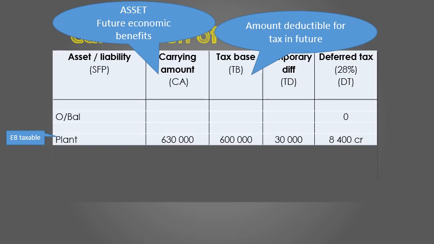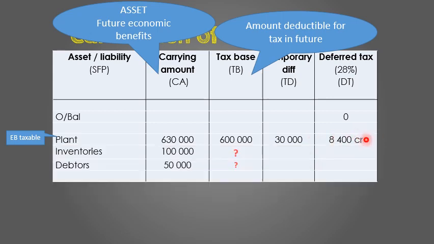In our deferred tax calc, we know that for the plant, the asset that we've done up to now, these economic benefits that we are going to get in future will be taxable. Therefore, the tax base will be the deductions that we will get against these economic benefits in future, giving us then a taxable temporary difference and a deferred tax liability. But what about other assets? What about inventories and debtors?